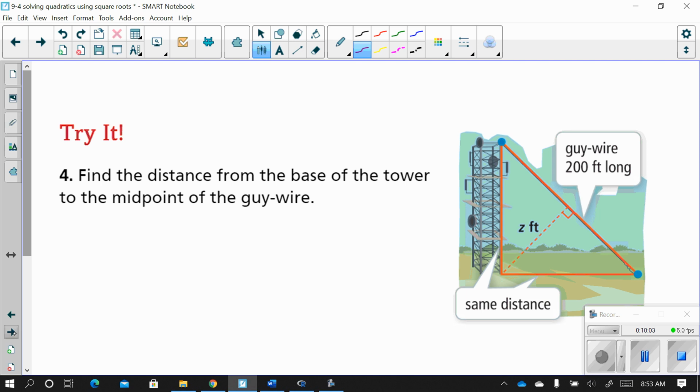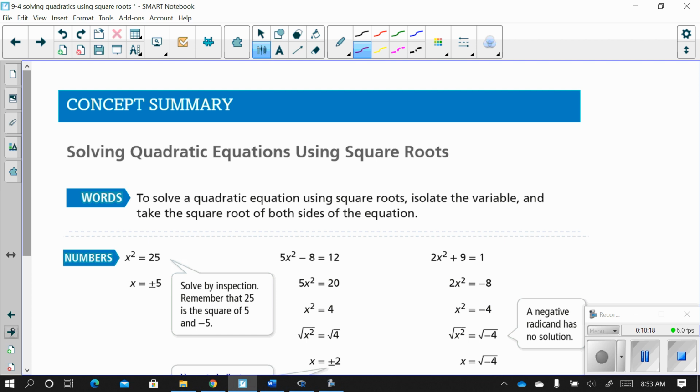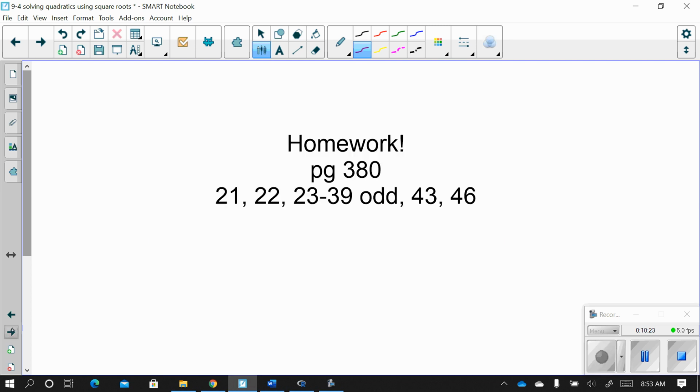It wants you to find the distance from the base of the tower to the midpoint. We're just going to go ahead and skip this problem. So that's how you solve quadratics using square roots. Get the x squared alone and take the square root of both sides.